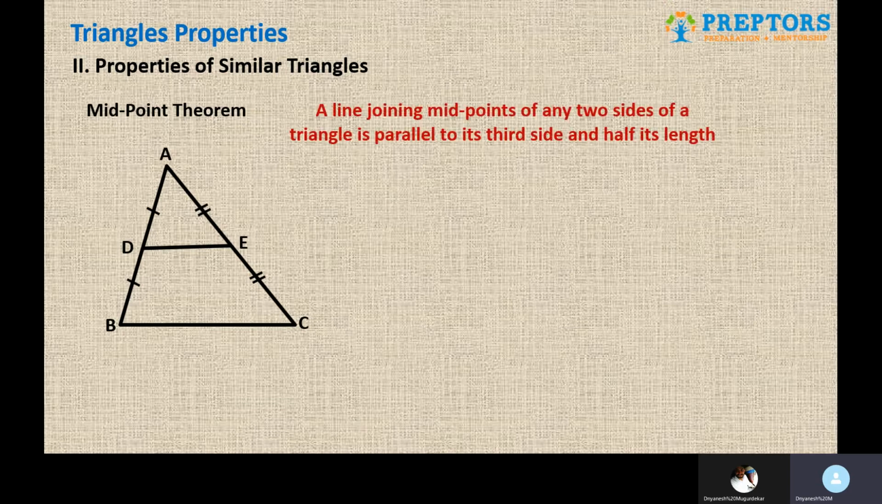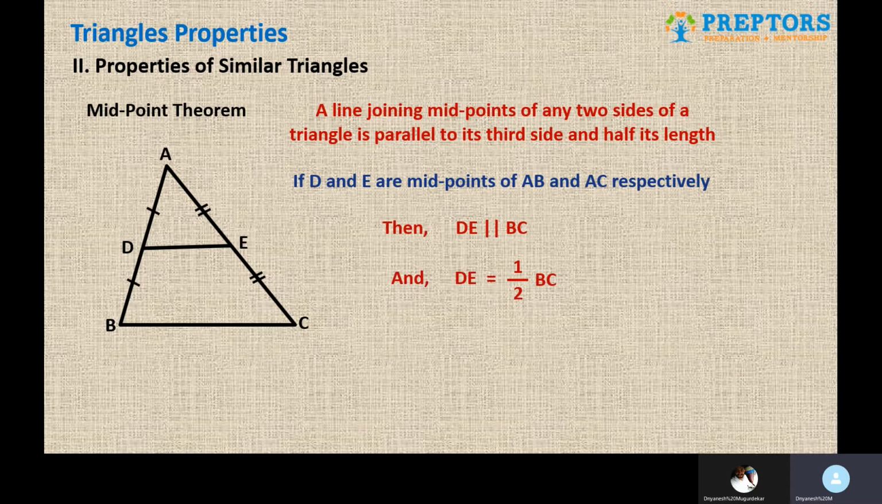So the official statement: the line joining the midpoints of any two sides of a triangle is parallel to the third side, and it is also half of the third side. That means DE is parallel to BC, and not only that, DE is also half of BC. This is called the midpoint theorem.